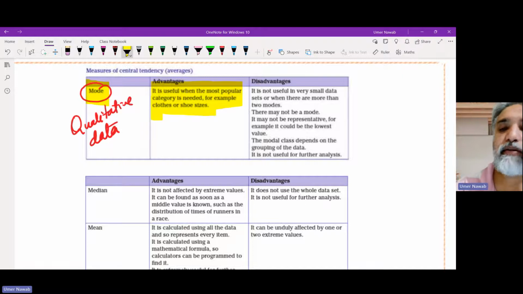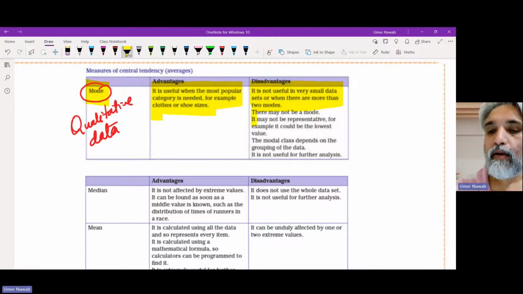However, it has many disadvantages. It is not useful for a very small data set or when there are more than two mods. If in the data set three values are repeating with the same frequency, and there are three mods of that data set, then how can we say that all three mods represent the average? So more than two mods is not suitable.